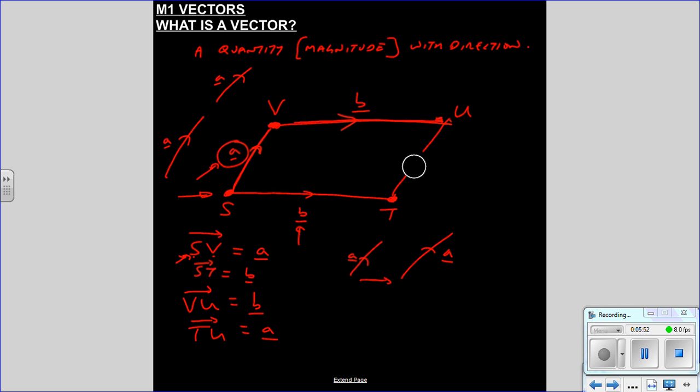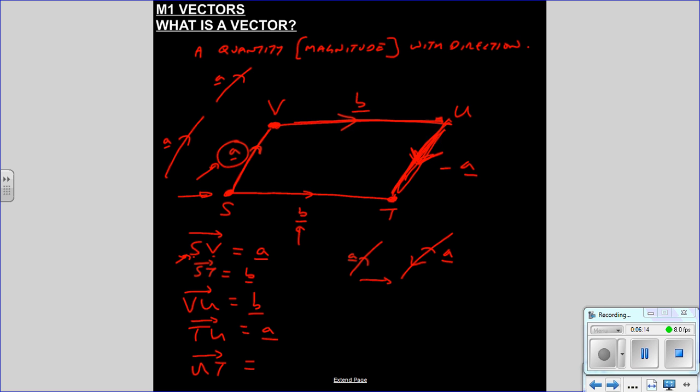What if I wanted to go U to T though? So U to T this time. Hopefully again we're screaming out at the video. This is the same magnitude as A, but in the opposite direction, isn't it? I'm going backwards, so this would be described as minus A.